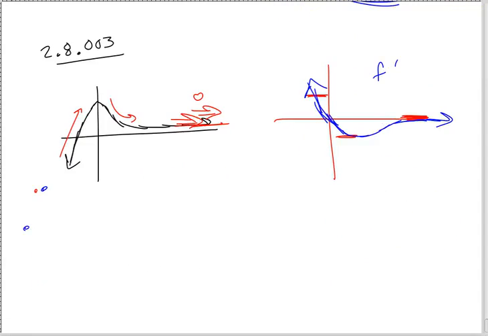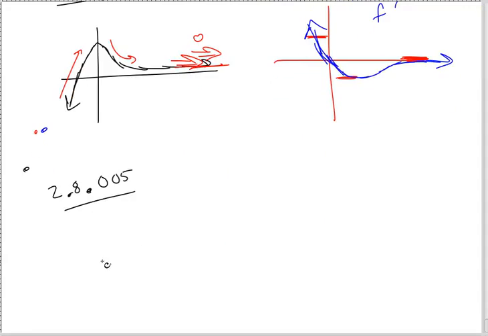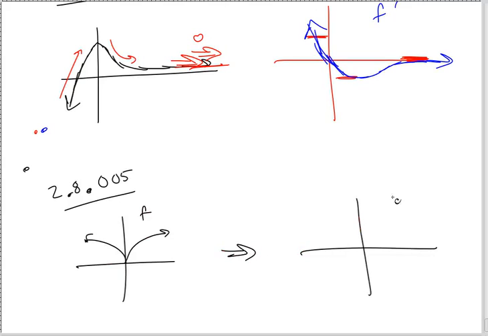Next one. 28005. So this one is funny. It does this kind of double wave, whatever it is, my f. And they say find f prime. Find my f prime graph. Well, here we go. I'm actually falling, and then I'm rising. I'm negative, and then I'm positive. So over here I'm negative, and over here I'm positive.